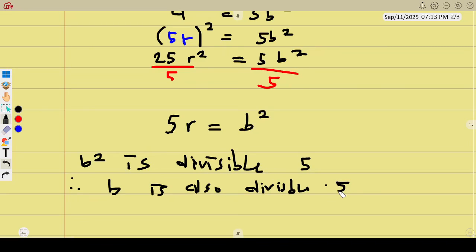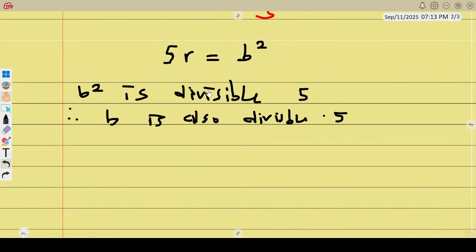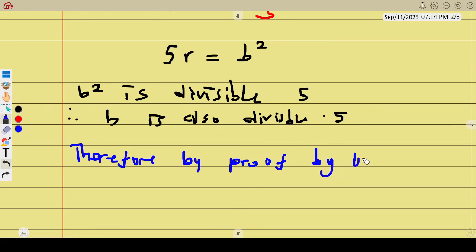So now this is a contradiction. When you reach this point, you just say therefore, by proof by contradiction. You are just trying to say you have used proof by contradiction.